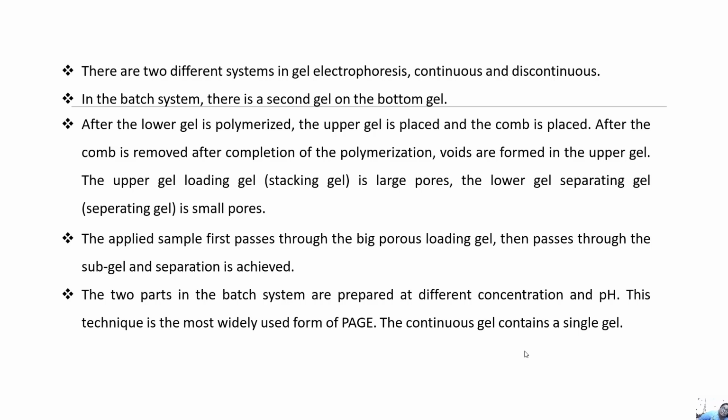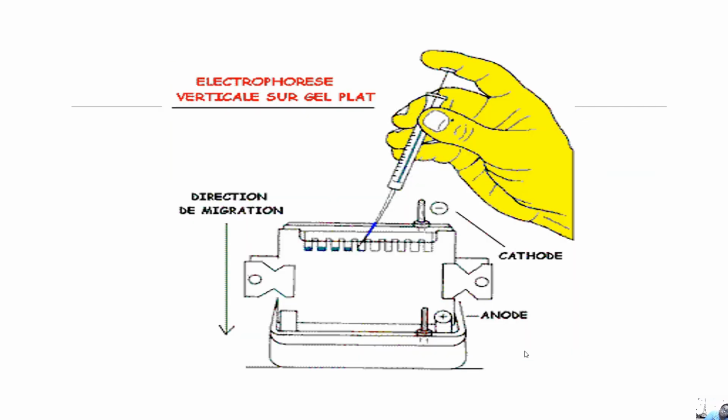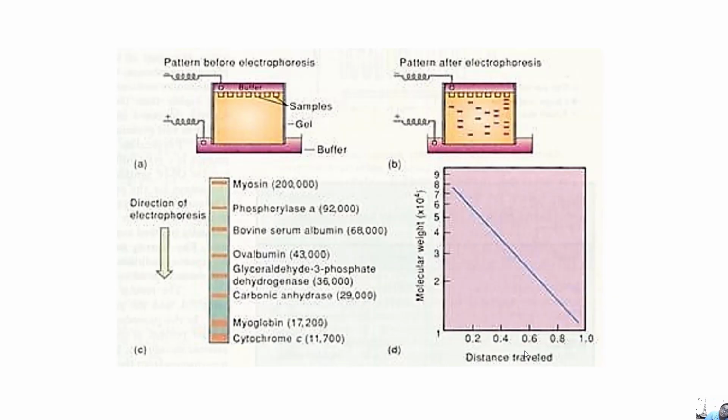The applied sample first passes through the large-pore loading gel, then passes through the lower gel, and the separation is achieved. The two parts in the discontinuous system are prepared at different concentrations and pH, and this technique is the most widely used form of PAGE. The continuous system contains a single gel, but generally people use the discontinuous gel system. This is a schematic of a vertical plate.